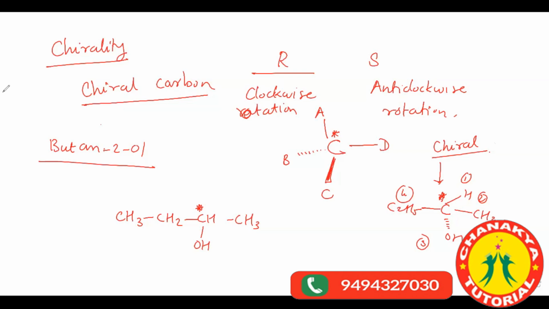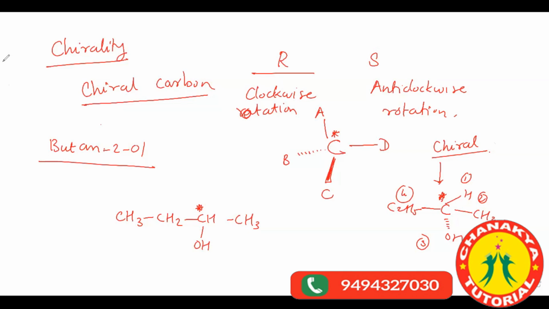Ma'am, could you repeat the last point once again? Which one? For the chirality. Yes, ma'am. Fine. So chirality is a property of a carbon compound in which a carbon should be attached to 4 different groups. If it is attached to 4 different groups, then that carbon is said to be chiral.